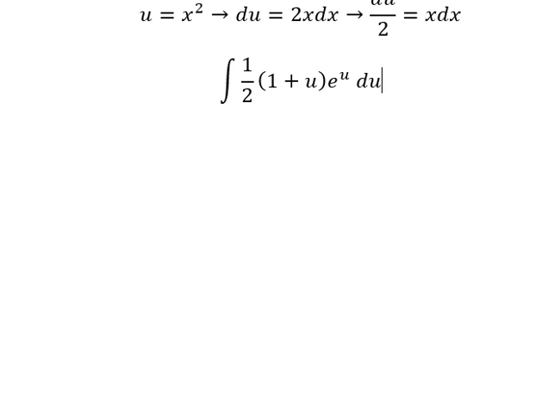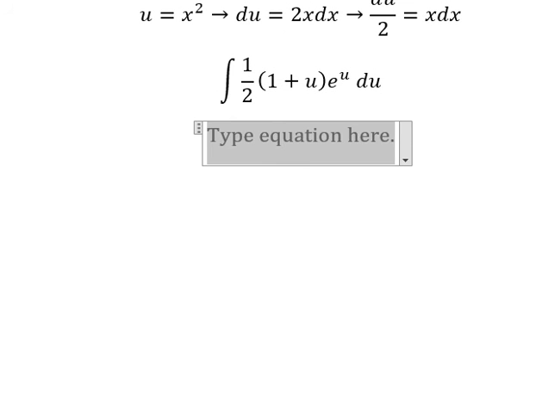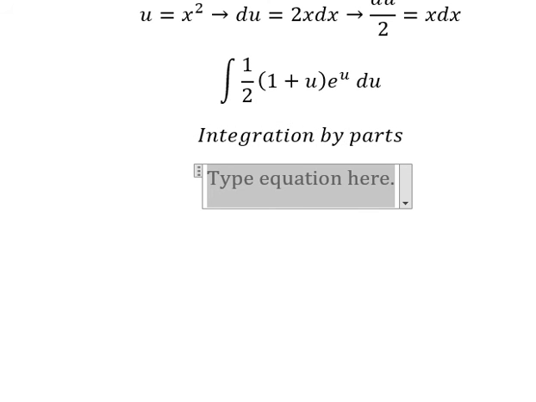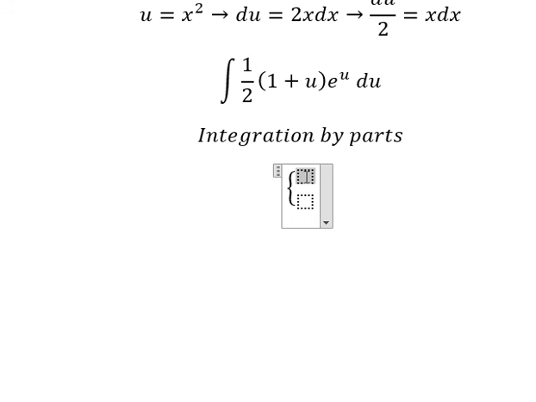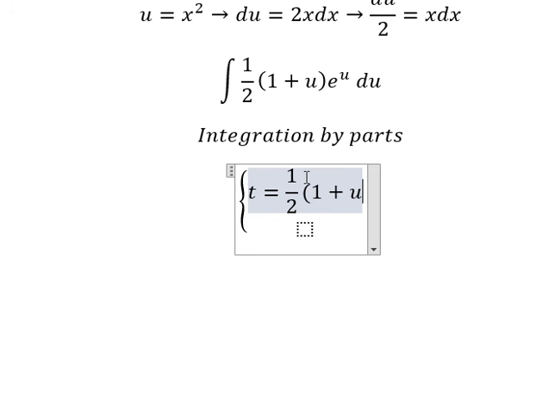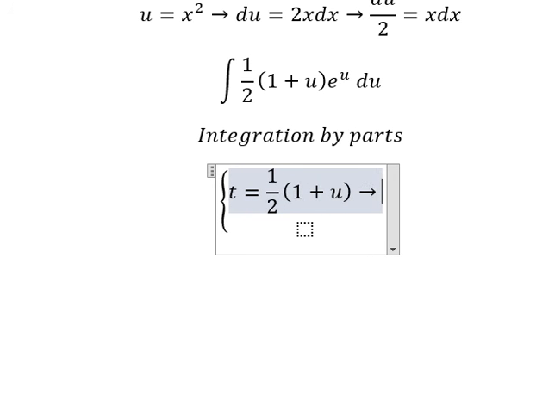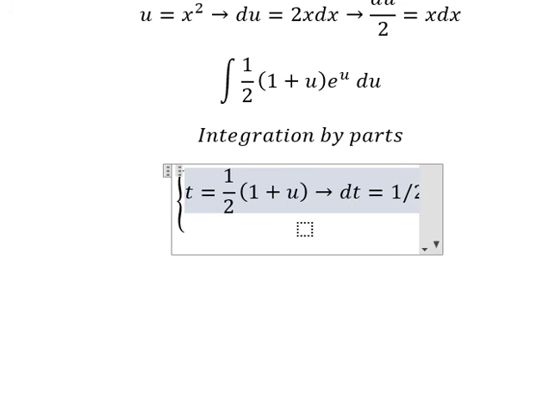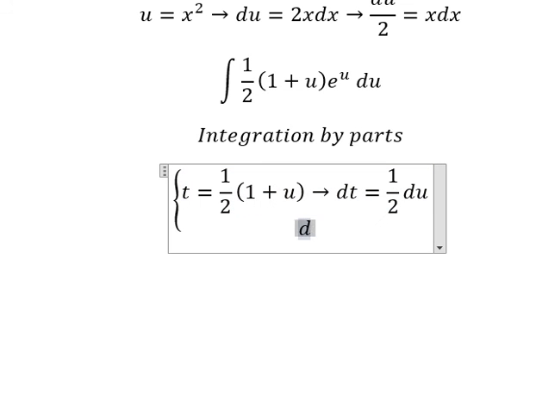Next, we can use integration by parts. So I will put t equals 1 over 2 multiplied by 1 plus u. So if we do the first derivative of this one, we have 1 over 2 du. dv is about this one.